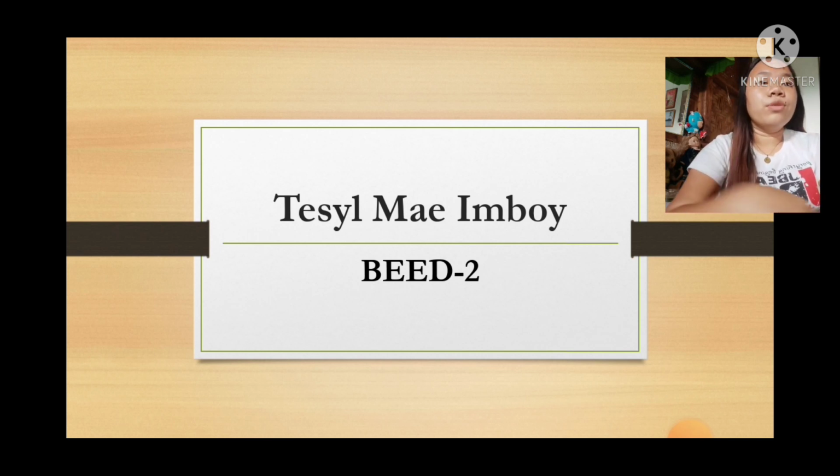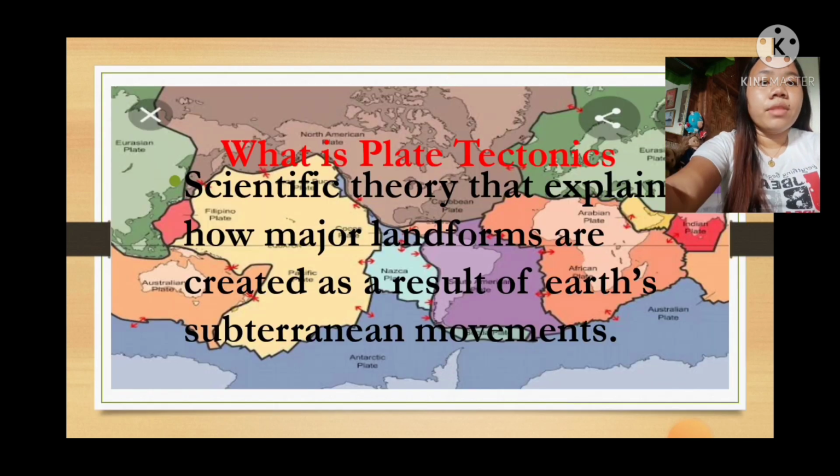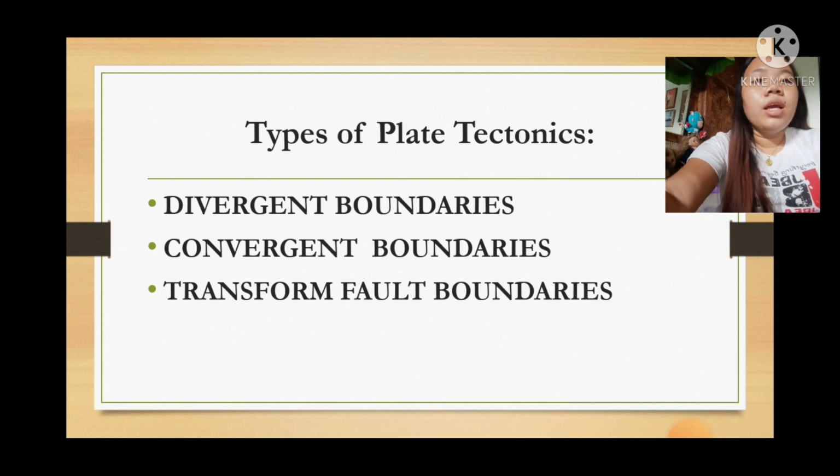So let's talk about what is plate tectonics. What is plate tectonics? It is a scientific theory that explains how major landforms are created as a result of Earth's subterranean movements. This theory, established in the 1960s, transformed the earth sciences by explaining many phenomena including mountain building, volcanoes, and earthquakes. We have types of plate boundaries: divergent boundaries, convergent boundaries, and transform fault boundaries.